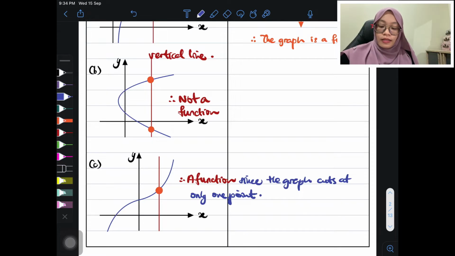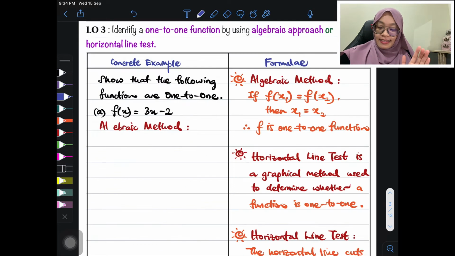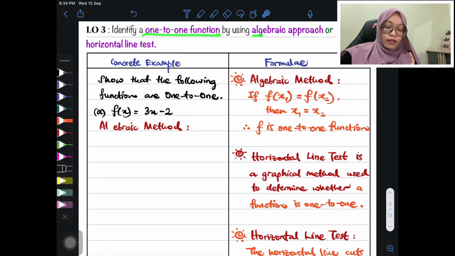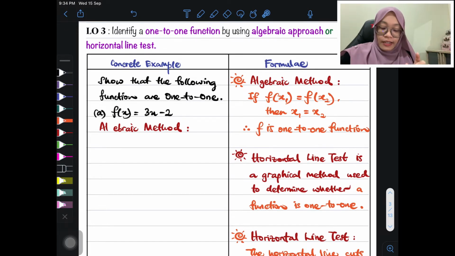Okay, that is called the vertical line test. Let's go to the third LO. Now, identify one-to-one function by using algebraic approach or horizontal line test. So, earlier was the vertical line test. Now you can detect a function. This time it is specific. It says to identify one-to-one functions by using algebraic approach or horizontal line test. So, let's start with the first example over here.